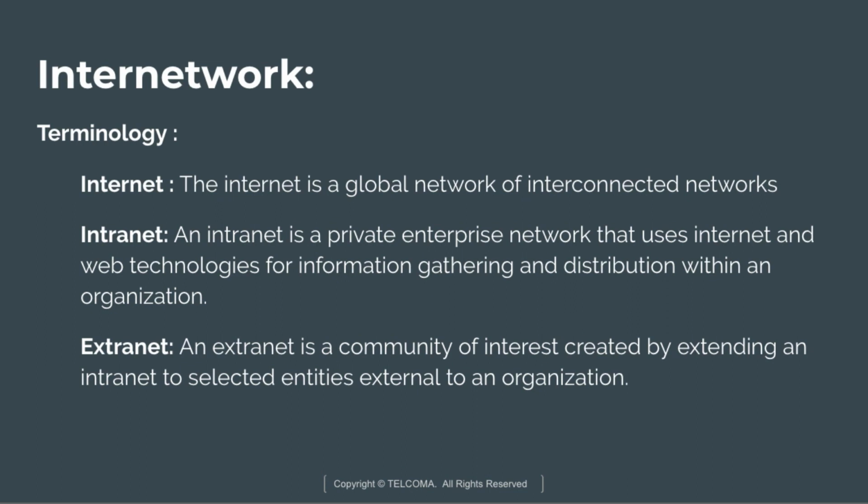A network that is established by a particular organization is an example of an intranet, because only the users or employees of that organization have access to that network, and external users are not allowed to access it. Whereas an extranet is a community of interest created by extending an intranet to selected entities external to an organization.